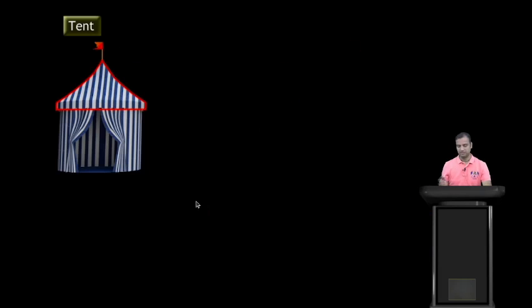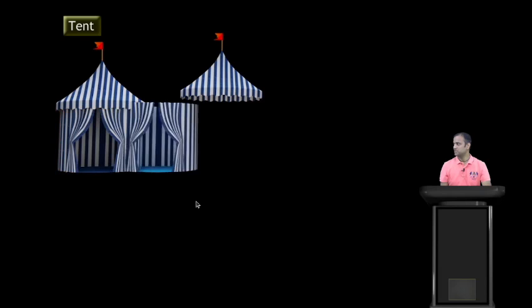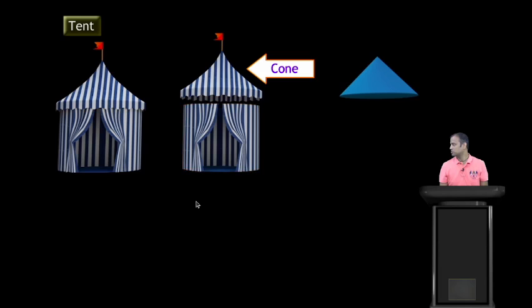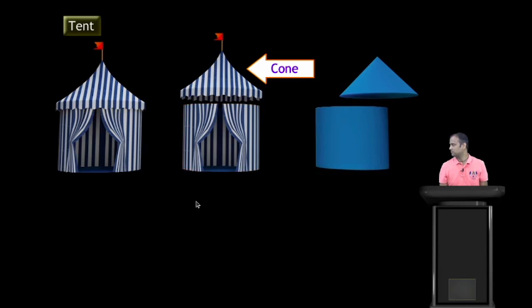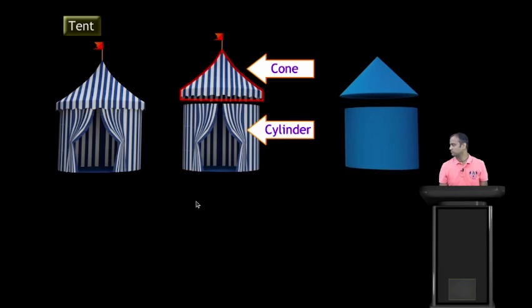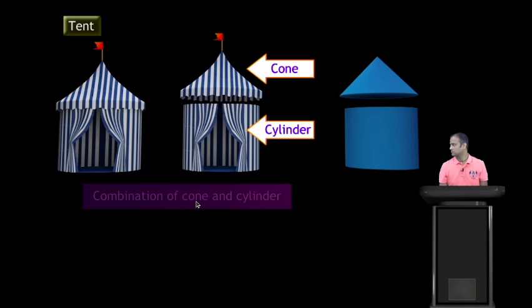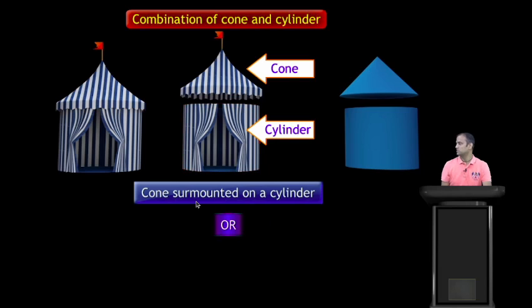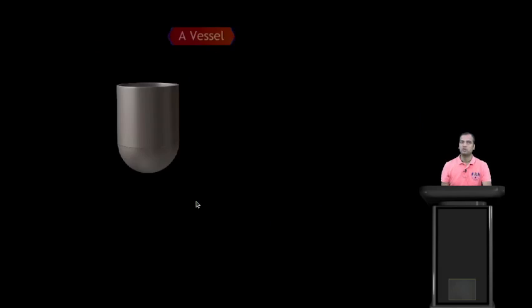Yes, this is a tent. And how is it made? You can see the upper portion, what is the upper portion? It is the shape of a cone, and the lower portion is the shape of a cylinder. Okay, so we can say that it is a cone surmounted on a cylinder, or a cylinder surmounted by a cone.